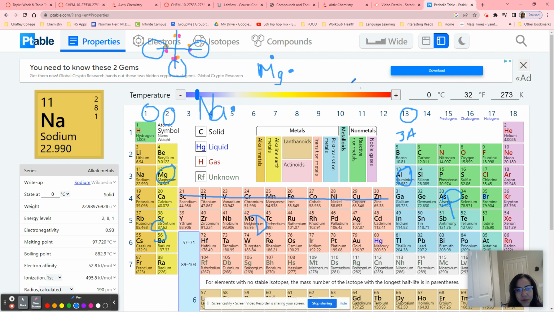You could do any of them in group A, but we're going to do aluminum, capital A, lowercase l, and it's going to have 3 valence electrons. So I'm going to have 1, 2, 3 valence electrons in it. Now I'm going to go into group 14, also known as group 4A. Okay, and let's do germanium, Ge. So germanium, capital G, lowercase e, and it's going to have 1, 2, 3, 4 valence electrons.